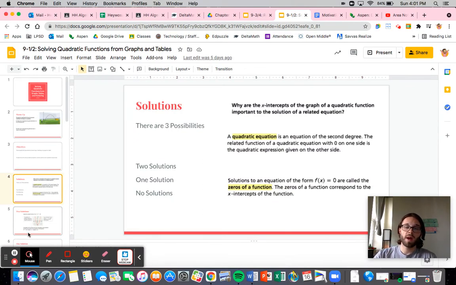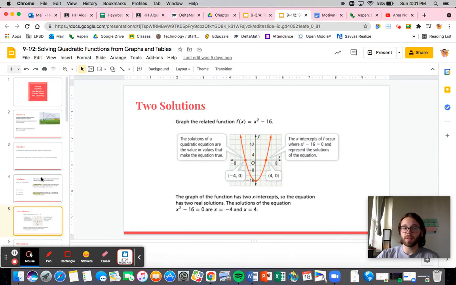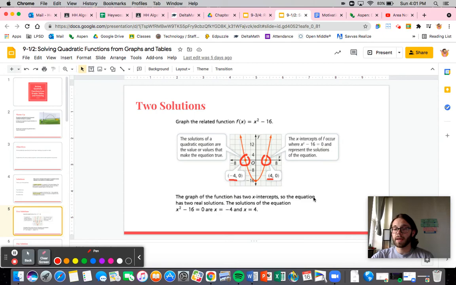So when we have two solutions, as you can see on the graph, that's going to be a situation where it crosses the x-axis twice, right? So in this case, it crosses at -4 and it crosses at 4. Okay, so this is going to be a situation where you have two solutions, and this is kind of the one that you're going to see very frequently for where we're at.